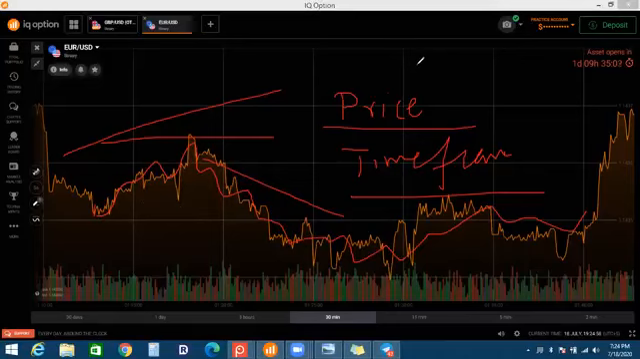So we are going to the ups and downs after understanding price and time frame. This line is showing the movement, from one level to another level. When you see the price moving, it means time is running with the price.